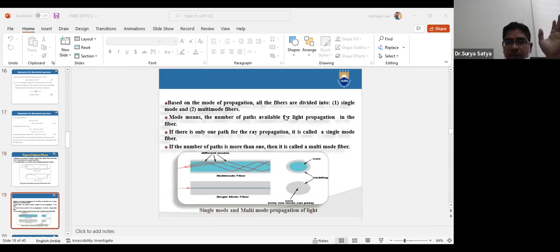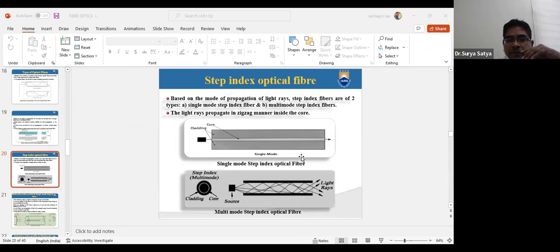Based on the mode of propagation, as I told you, all the fibers are divided into 2 groups. One is single mode, another is multimode. Mode means the number of paths available for light propagation in the fiber. If there is only one path for ray propagation, it is called single mode fiber. If the number of paths is more than 1, then we call it multimode fiber. So we shall see what is step index optical fiber.